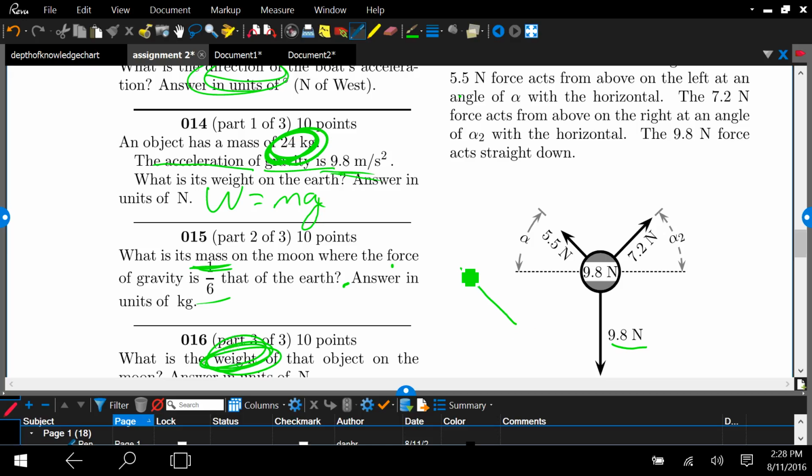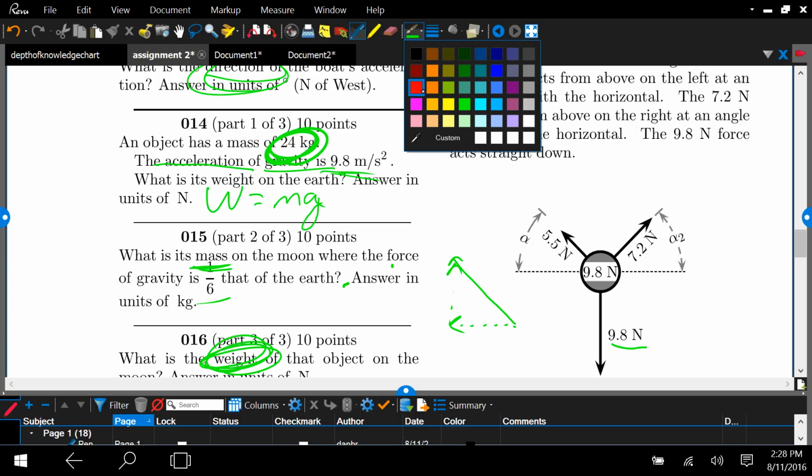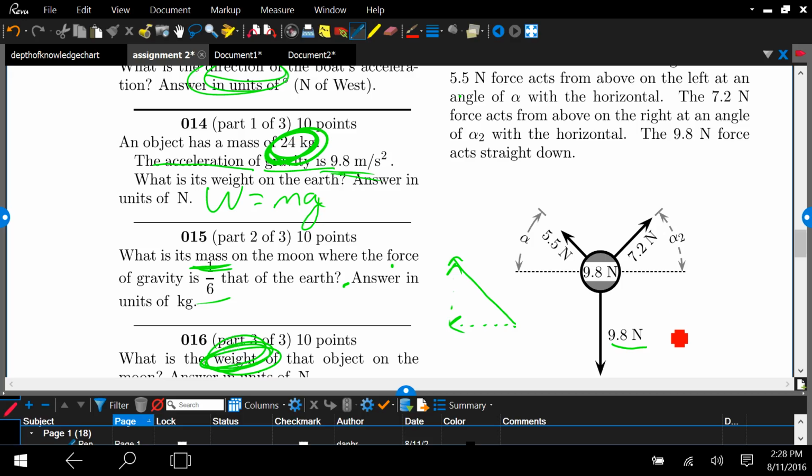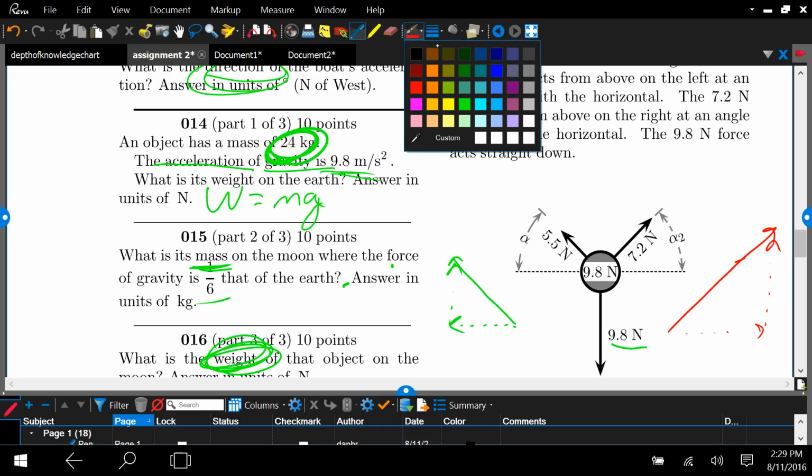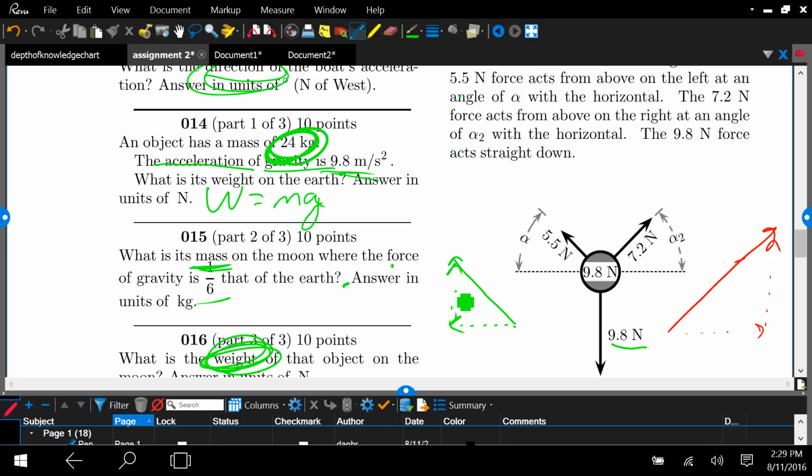So I'm going to have this 5.5 like this. I'm going to break it up into two little pieces. One piece going this way and one piece going that way. And then I'm going to take my 7.2, which I'm going to draw a longer arrow. That wasn't much longer. Let's make it a little longer. Okay, because 7.2 is more than 5.5, so we should have a longer arrow. And if I break that up, I also get two different legs of a right triangle there.